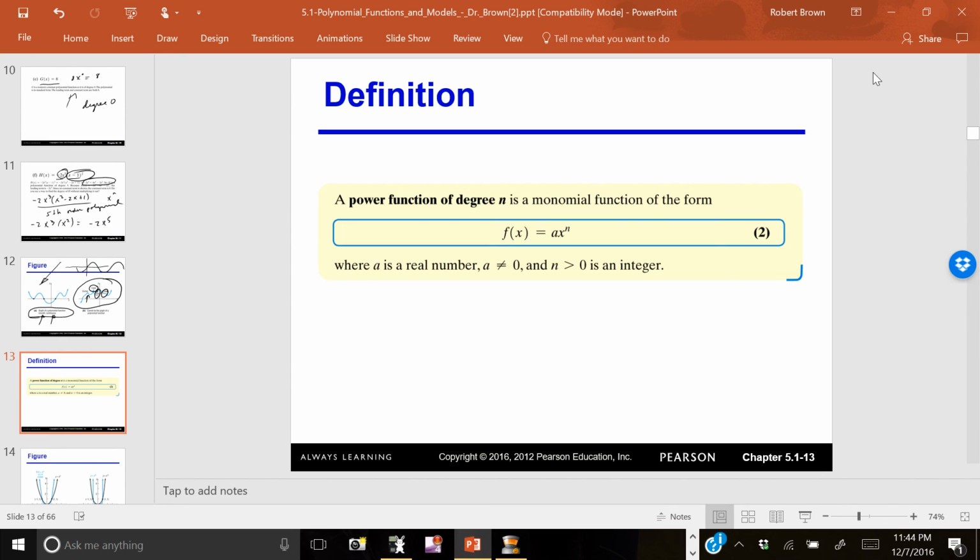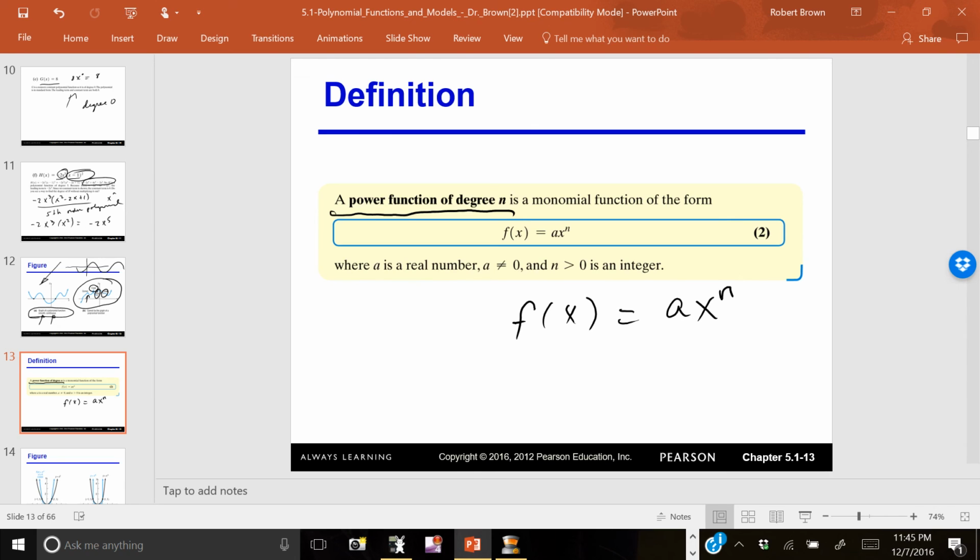Now, just a slight definition here. Here we're going to talk about a power function of degree n, and it's simply written f of x equals a x to the n. In other words, it's just x to a power. n is more than 0. a is non-zero. If a were 0, it would just be the 0 function.